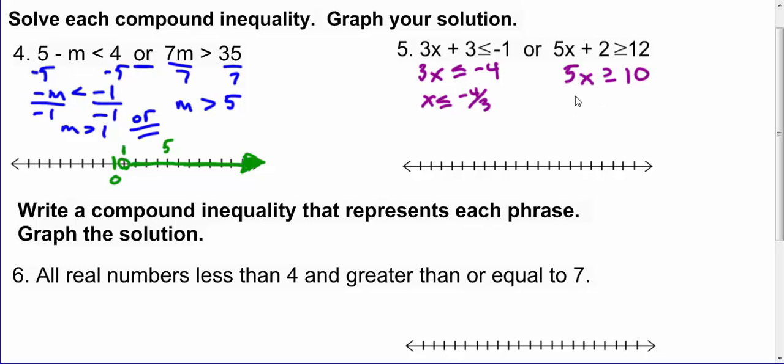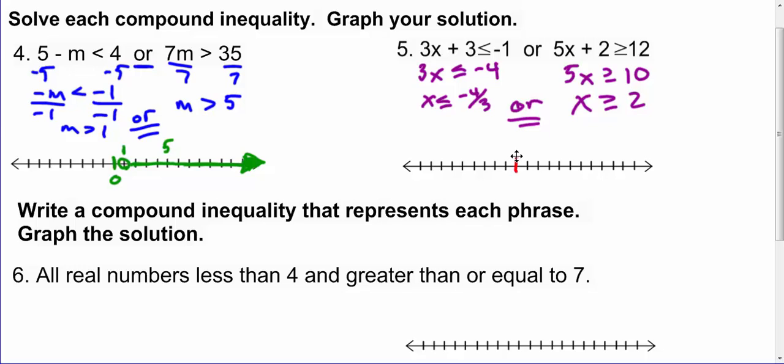5x equals 10. We would divide by 5. I know this is an inequality, so we treat it the same. We divide, and again, because we're dividing by a positive, we don't have to worry about any changes of sign. Okay, so there is the inequality. Now remember, I've got a missing word here. Need to include it. Or, and let's go ahead and graph this thing.